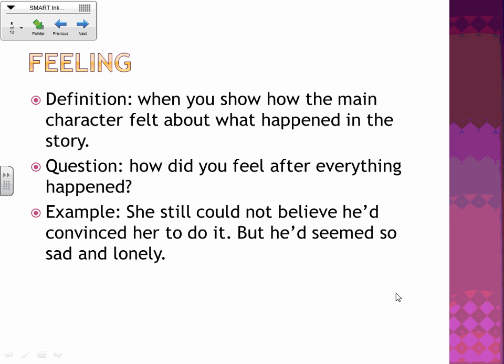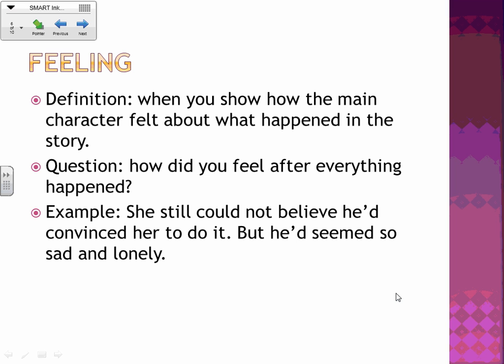If you use a feeling ending, the definition that you're going to use is when you show what the main character felt about what happened in the story. And the question that you would ask is, how did you feel after everything happened? So how is your character going to feel once the story is over?